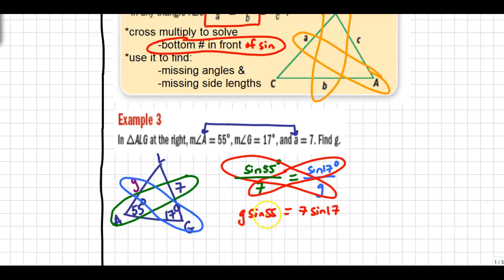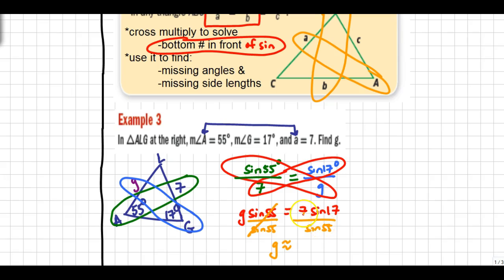Currently that G is being multiplied by sine 55, so if I divide by sine 55 on both sides, then I'll be able to cancel sine 55 out on this side, giving me the value for G. Most students, I think, are fairly comfortable with that explanation and have caught on pretty quickly. The part that is trickiest is typing it in on the calculator correctly.